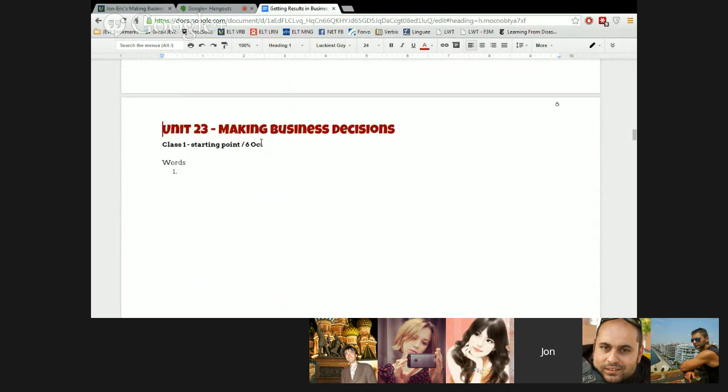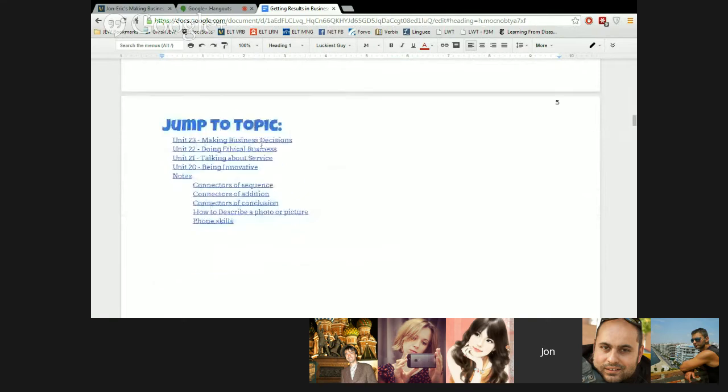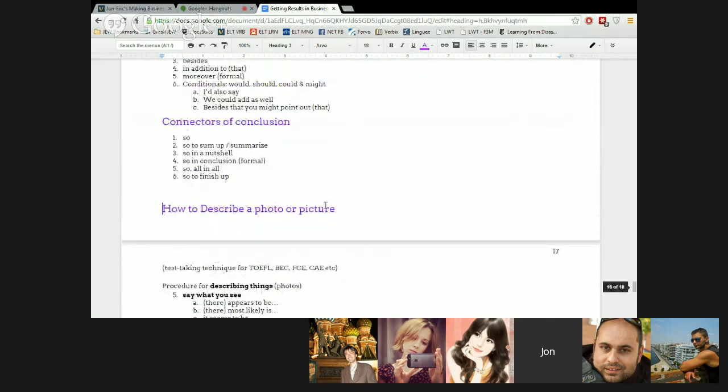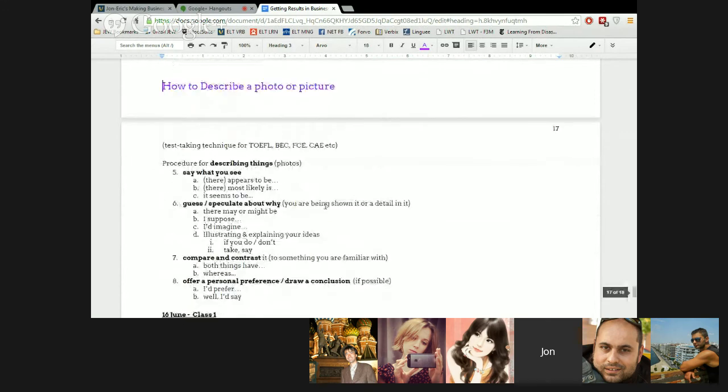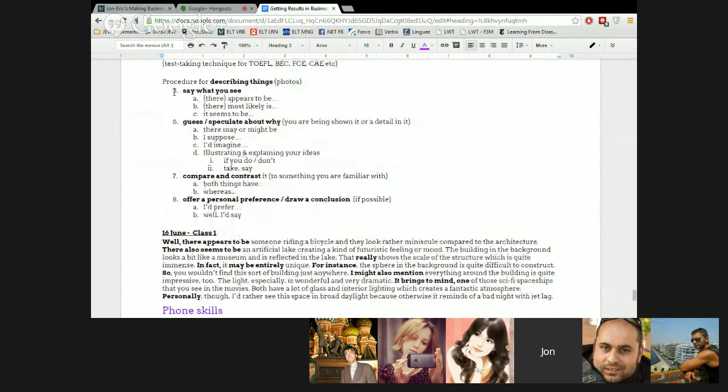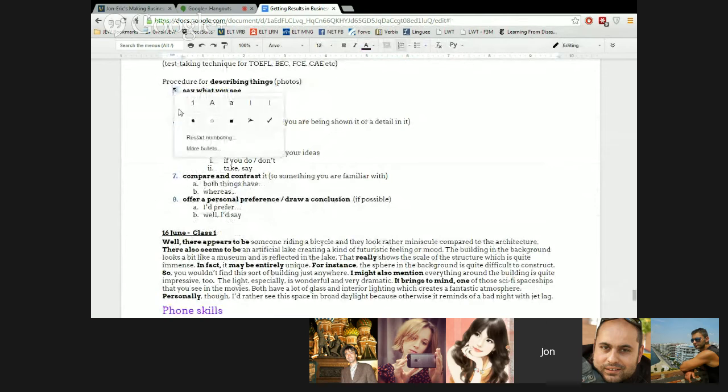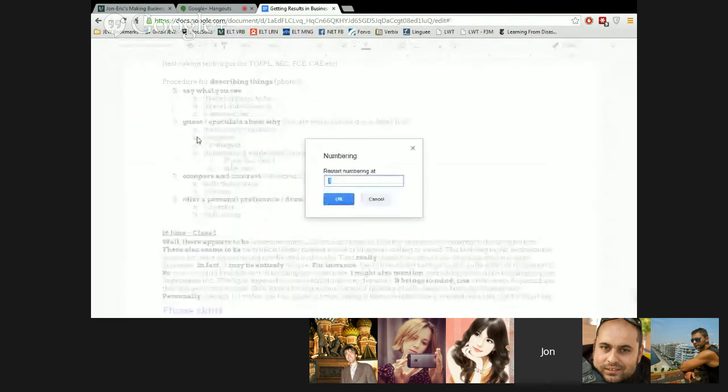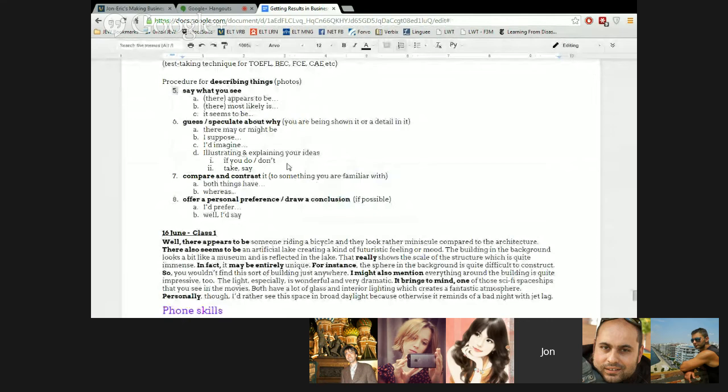Okay, that's for what we're going to do today. But what we care about first is how to describe a picture. So if you click on that, it's going to take you to page 16 and 17. And there, well, let me fix my page numbers, sorry. I should say start at number 1. There we go. So there you can see the 4 steps and the language that we used.